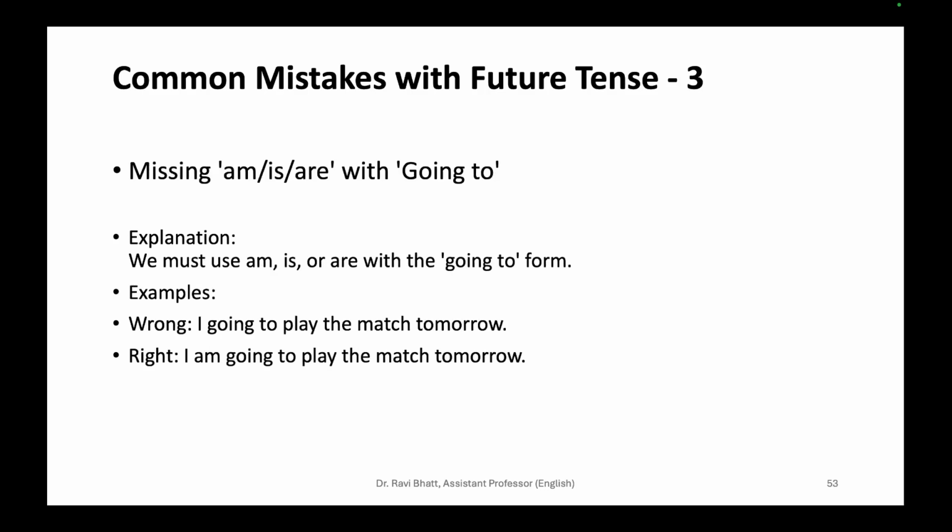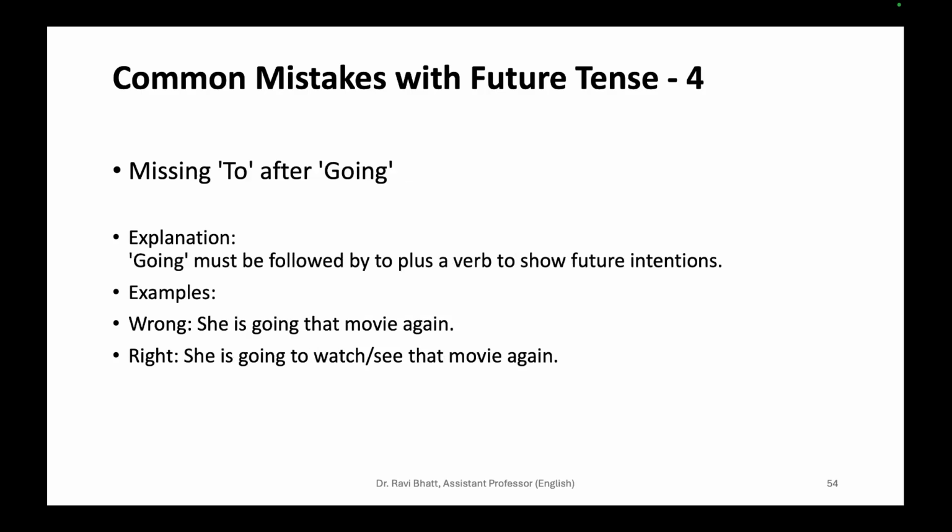Missing is, am, or are with going to. Okay. Now we must use am, is, or are with going to in the form. For example, "I going to play the match tomorrow." No, "I am going to play the match tomorrow." These are very small mistakes, but they are often committed by people who don't really hold a command over the language. So yeah, we need to be particular about it.